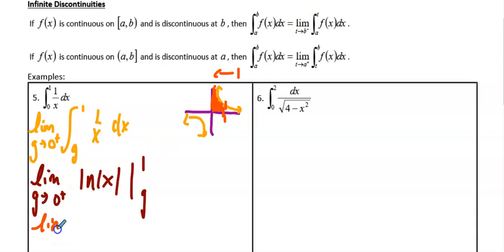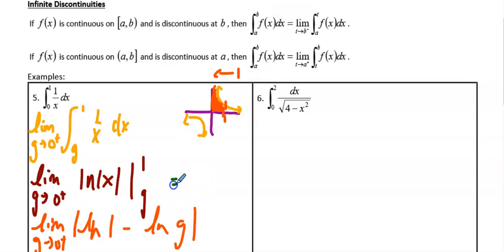And so the limit as g approaches 0 from the right is going to be the limit of the natural log of 1 minus the natural log of g. For this particular example, the natural log of 1 is 0, minus the natural log of 0 from the right. That's really important. We're taking the natural log of 0 from the right. So as the limit, this actually becomes positive infinity.